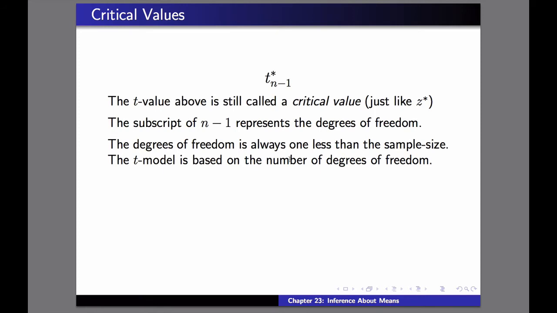And degrees of freedom is always one less than the sample size. So the t model is based on the number of degrees of freedom. This t model changes depending on your sample size. The normal model did not change with our sample size. So whatever our sample size was, if we satisfied the conditions, then we just went with the normal model, and it was the same normal model every time. But this model, this t model, changes with sample size, and that's why we're always going to go to technology to calculate these values instead of keeping around tons of tables.